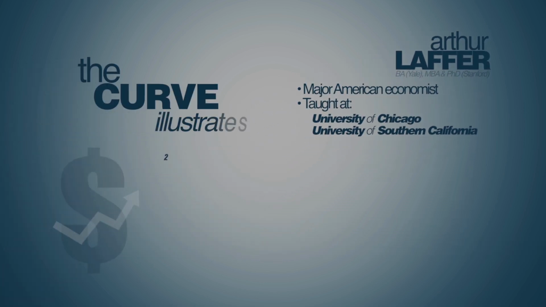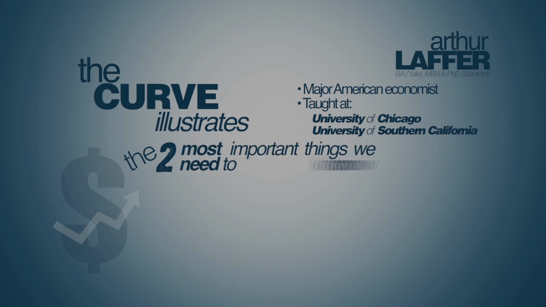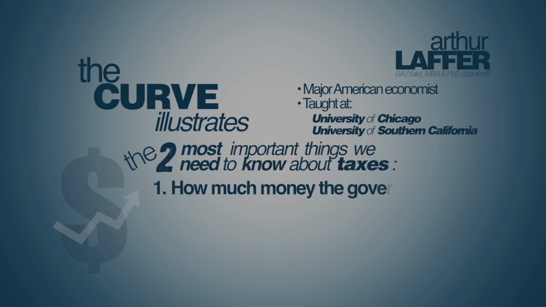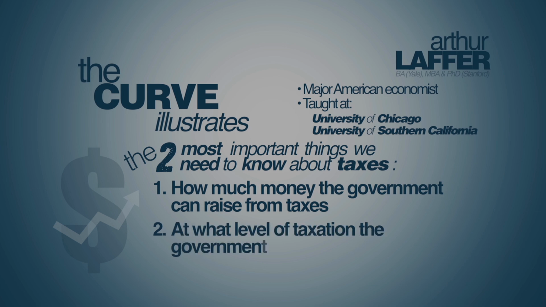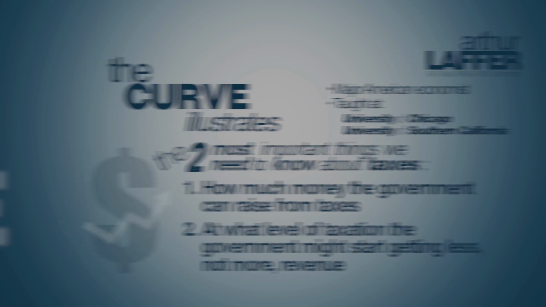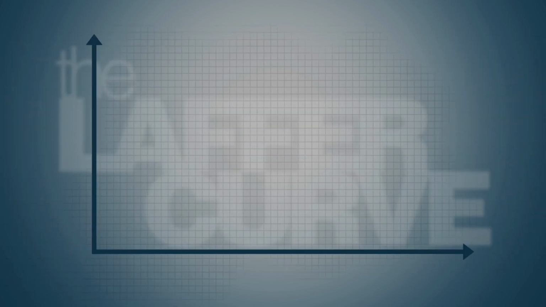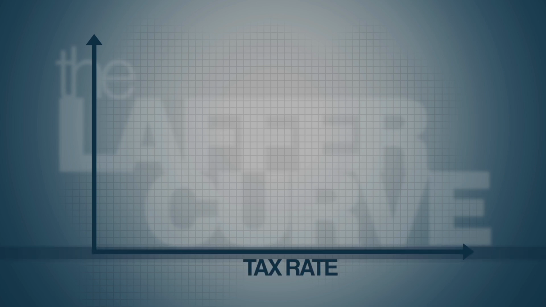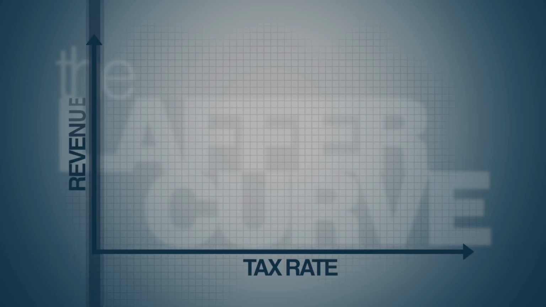The Laffer Curve illustrates the two most important things we need to know about taxes: how much money the government can raise from taxes, and at what level of taxation the government might start getting less, not more revenue. The Laffer Curve is illustrated here by a two-dimensional graph. The horizontal line is the tax rate that the government chooses, and the vertical line is the revenue that the government receives from that tax rate.